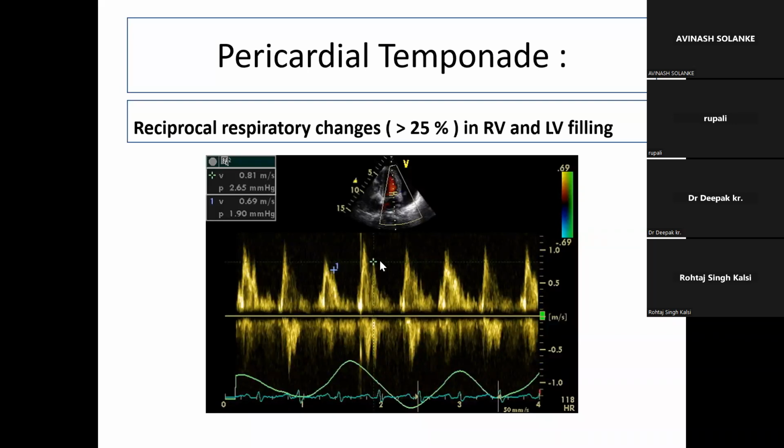So this respiratory variation is more than 25%. So what we look, we put a sample volume at mitral or tricuspid valve. We switch on this respiratory trace. This is inspiration, so this is the inspiratory wave. This is expiration, this is the expiratory wave. So we measure the maximum of this, and this variation should be more than 25%. As you see over here, we measured almost 81 and 69. This is not exactly 25%, but we look at more than 25% of respiratory variations.